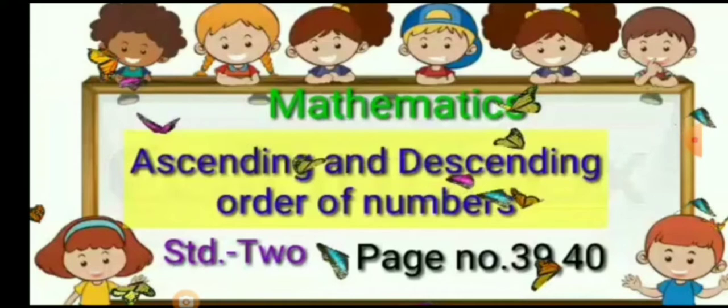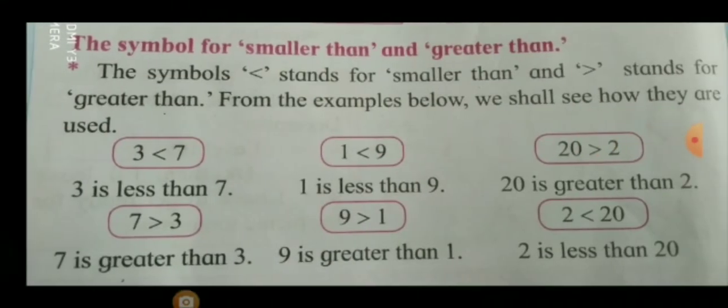Something new today. So, we will start a new concept, that is ascending and descending order of numbers. So, we'll see on page number 39 and 40 of your textbook. Let's have a recap of comparing numbers. The children, you can see the symbol stands for smaller than and the symbol stands for greater than. From the examples below, we shall see how they are used.